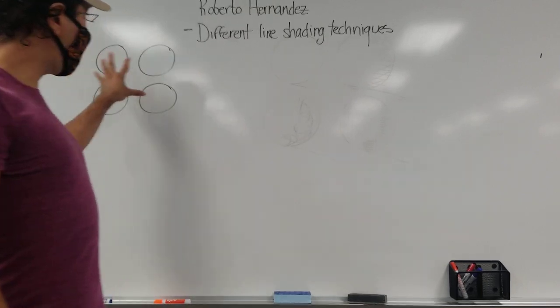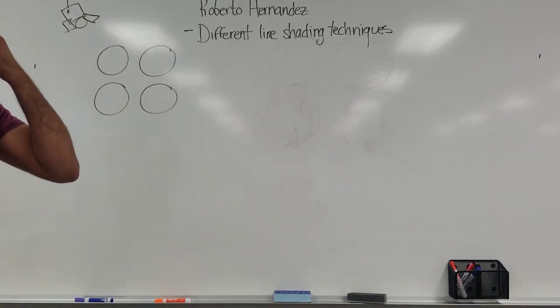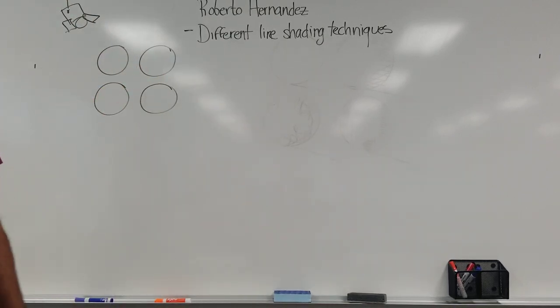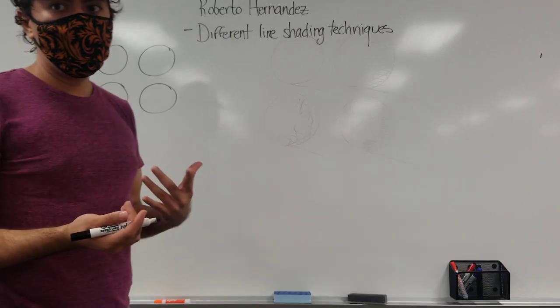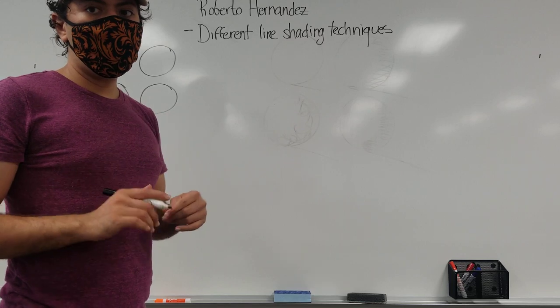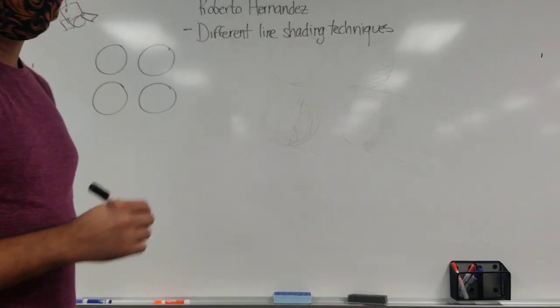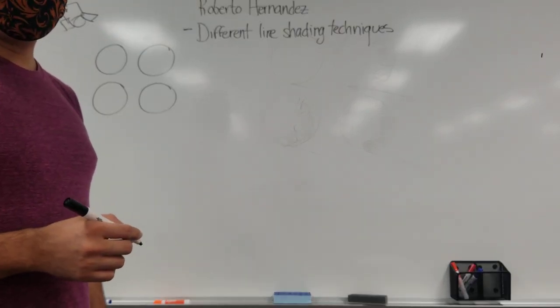So right now, these four different spheres are not really spheres, they're circles. But I want to create a sense of depth and perspective. So I'm gonna show you a couple of techniques that are gonna help you accomplish that. And the first one is called hatching.